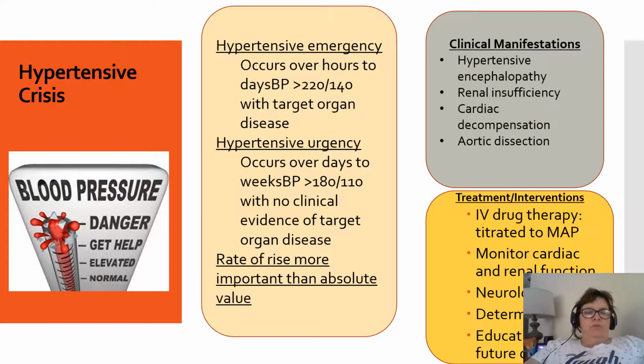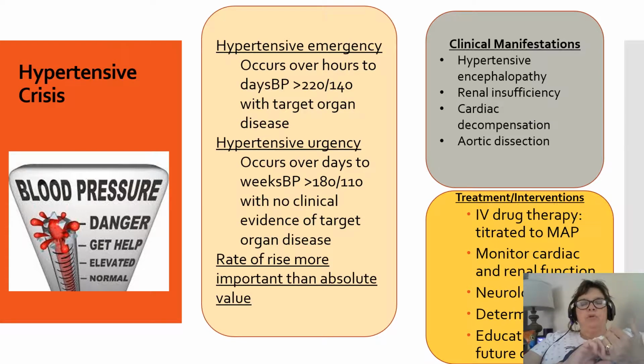We're going to start, these are the vascular disorders related to the cardiac system that we cover in MP4. We're going to start with hypertensive crisis. Hypertensive crisis is when the blood pressure gets so high that it becomes an emergent situation.